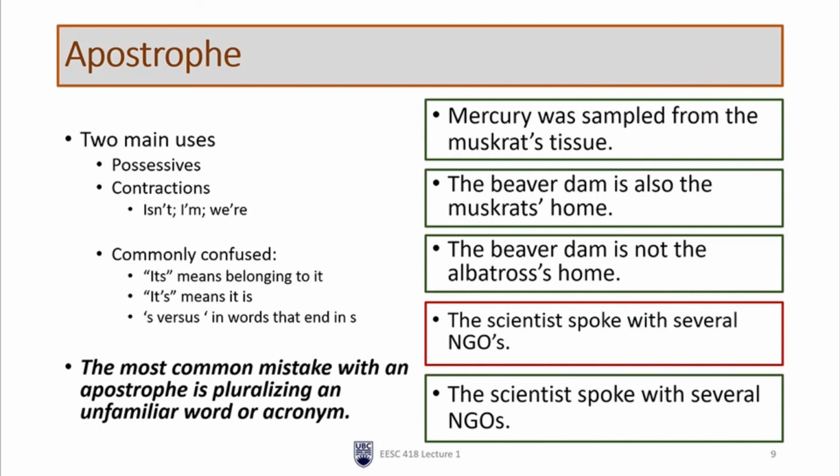Okay, go read up on the apostrophe and then come back for our last topic this week, which is acronyms.